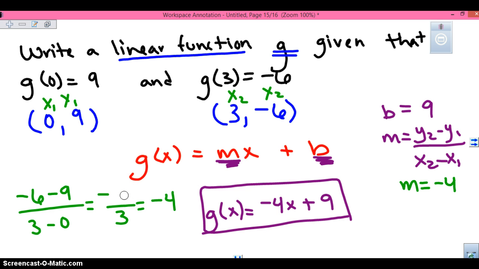So we've caught the mistake right here. Negative 6 minus 9 is negative 15. That means it should be negative 5. And then you would substitute for your slope and your y-intercept to write your function notation.